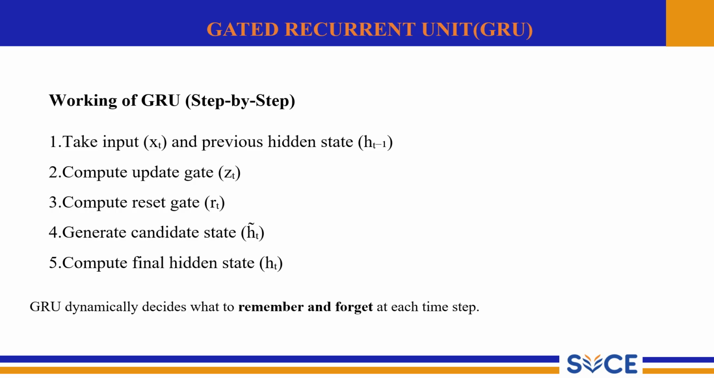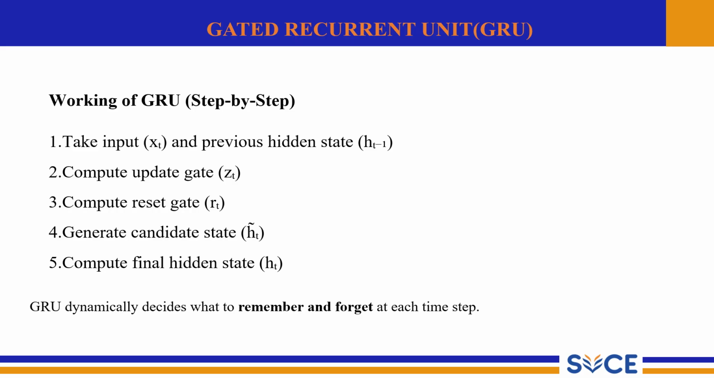Step 3. Compute the reset gate RT. The GRU computes the reset gate. This gate decides how much past information should be ignored when forming the new candidate state. If RT is close to 0, the model forgets past information. If RT is close to 1, the model uses past information fully. So this helps the model selectively remove irrelevant history when needed.